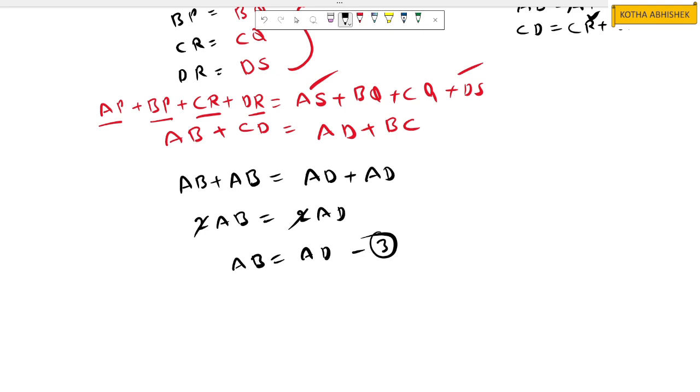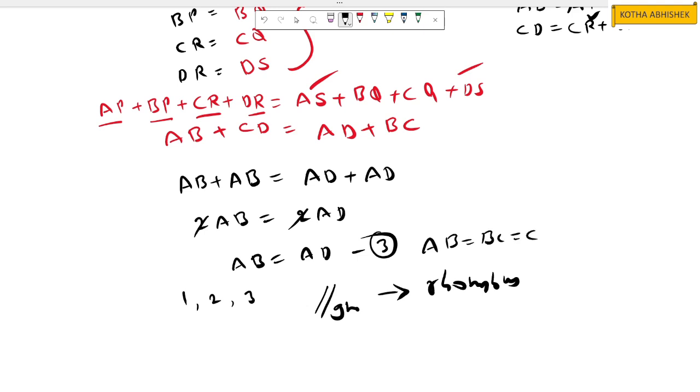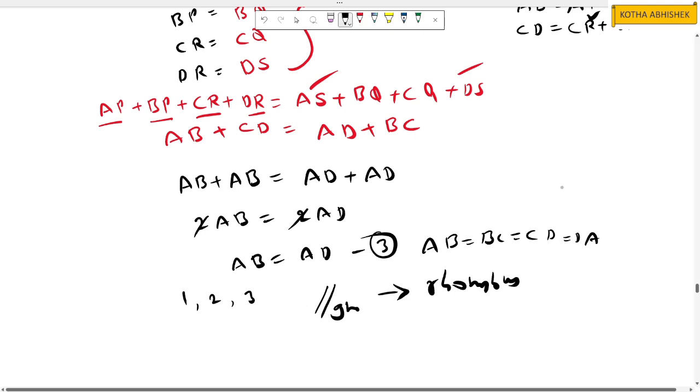Now from equations 1, 2, 3, we can conclude that the parallelogram circumscribing a circle is a rhombus. Before this we need to write AB equals BC equals CD equals DA. All sides are equal to each other, so it's a rhombus.